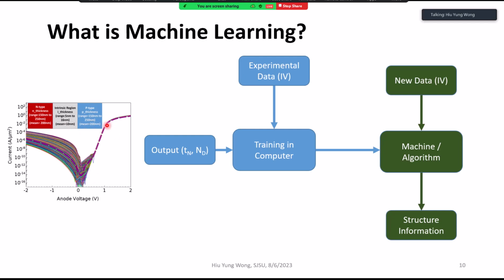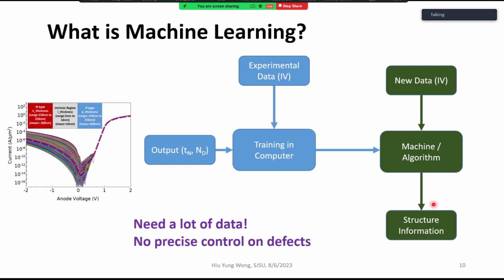Now, if we generate all this data in experiments, which is almost impossible, and then use it to train a machine, then when we generate this data, we know what the thickness and doping of this device are. Then we train this machine and it becomes an algorithm. Now, if I have a new experiment that gives me a certain IV curve, I will be able to know what the structure inside this device is, right? So for machine learning people, this is very straightforward.